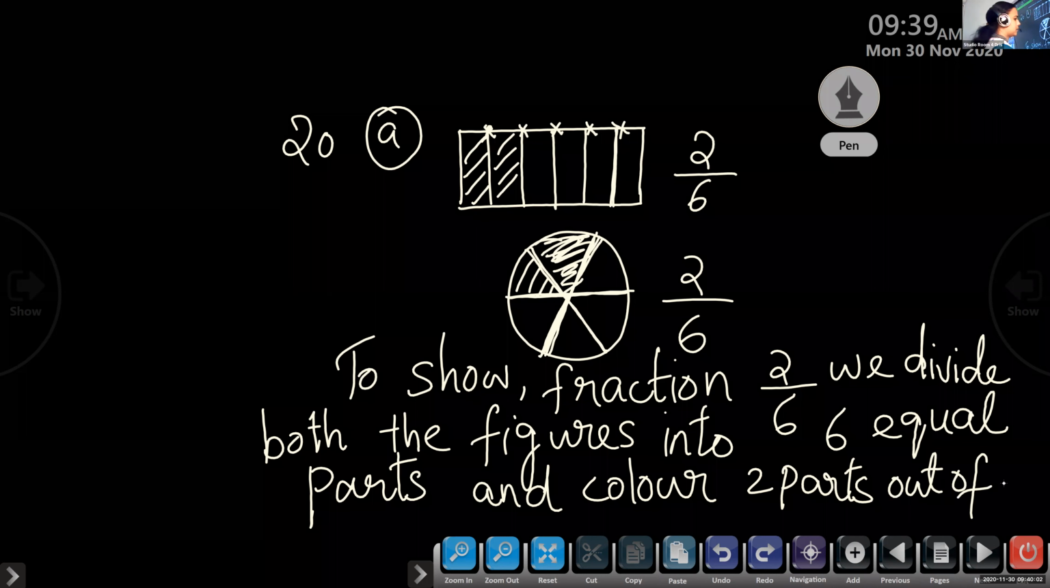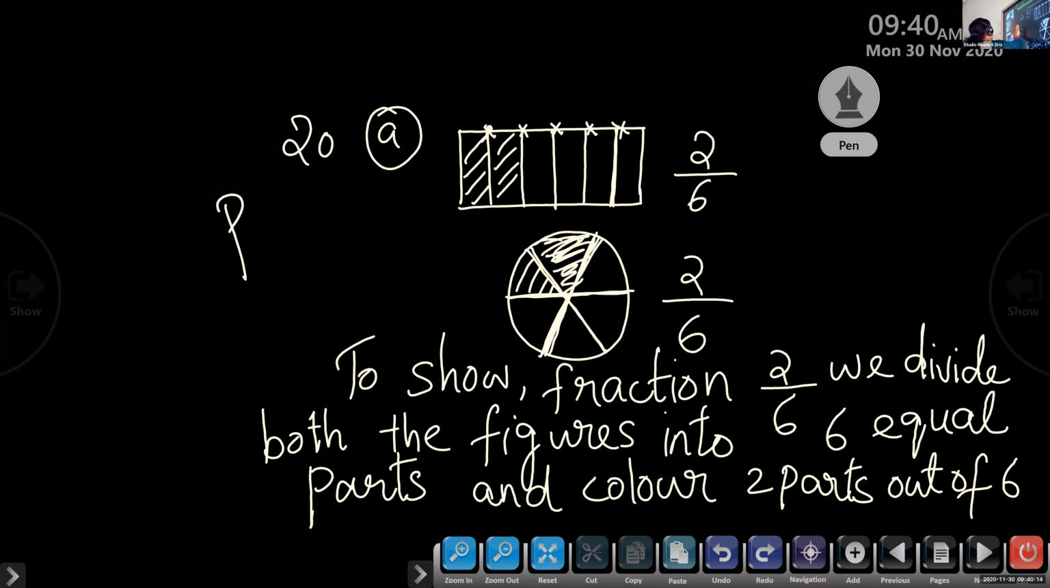Ma'am, where do we want to write? Question number 20A, you don't have place to write there? Question number 20A, page number what? Page number 6. Okay, page number 6. Try to draw. Ma'am, I'm writing like this. Okay.